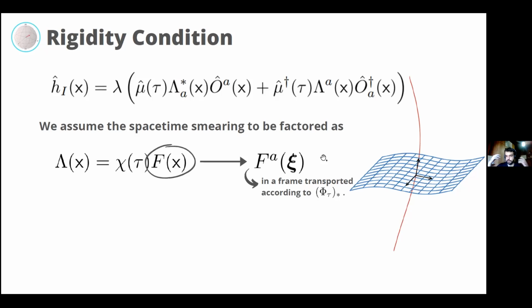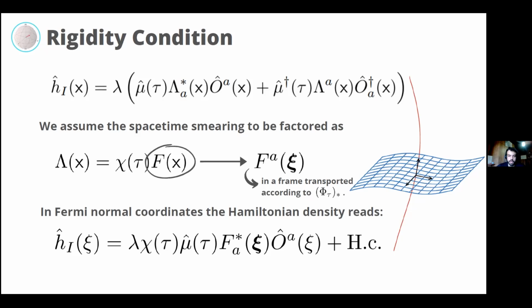I'll say that there is a frame that is transported according to the flow of the Fermi normal coordinates associated with the detector's trajectory. So this phi tau is the flow associated with the partial tau vector field. There is a frame that is transported according to this, such that the components of f in that frame are constant in time and only depend on the space part of the Fermi normal coordinates. So essentially, this frame is already following the trajectory, the motion of the detector locally around it. And I'm prescribing this vector field in such a way that it's also transported according to this flow, because its components are essentially constant in time, at least in this frame, right?